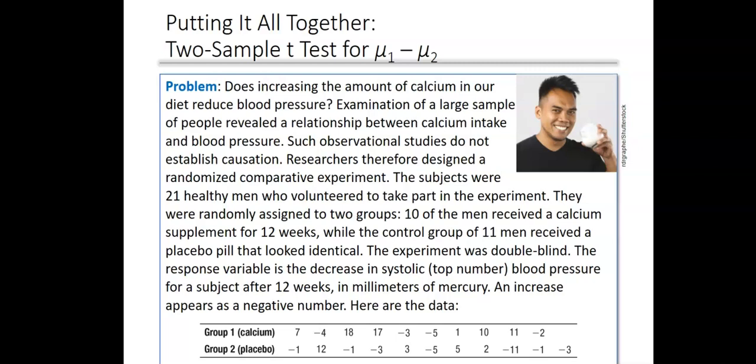Now, one of the classes I was teaching had real trouble with this, and actually it's just confusing. For some reason, I thought negative would be a decrease, but an increase is a negative number. So we think the calcium group is going to decrease in systolic blood pressure, so we want this number to be positive. If I have a positive number, minus the placebo, which we know is not going to have much of an effect, minus a zero-ish number, then I should get greater than 0.